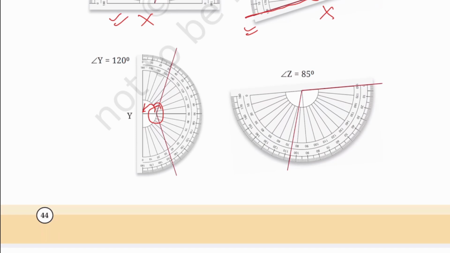But in the last one, you can see this is correctly placed. But the mistake is that you have to write 105 degree instead of 85 degree because you are measuring from 0 to 105 from this side. So the answer is 105 degree.